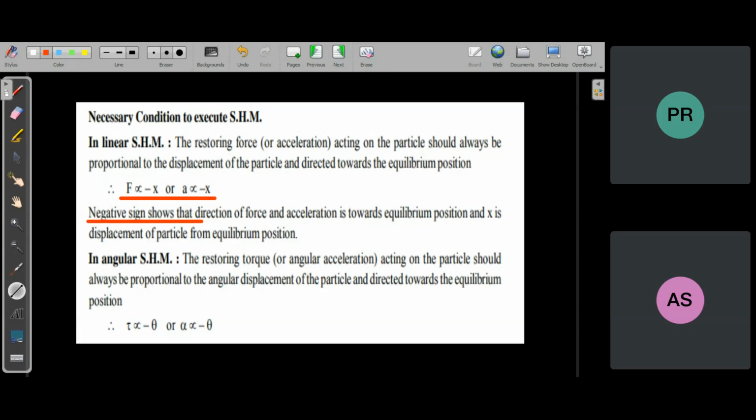The negative sign is only showing that the direction of force, or you can say acceleration, is towards the equilibrium position, and x is the displacement of the particle from the equilibrium position. You can also say that the direction of force and the direction of displacement from mean position will always be opposite. Till now, is there any doubt?